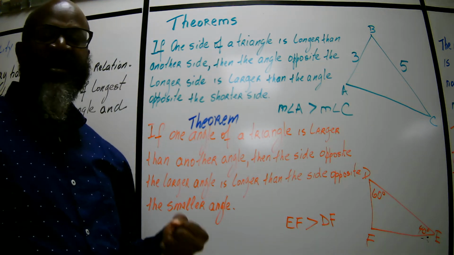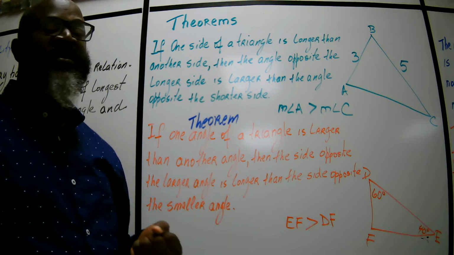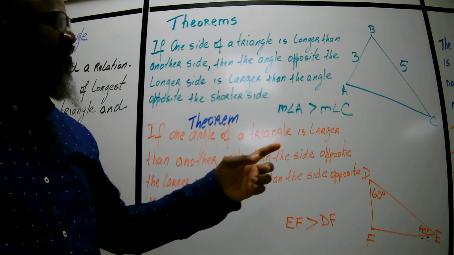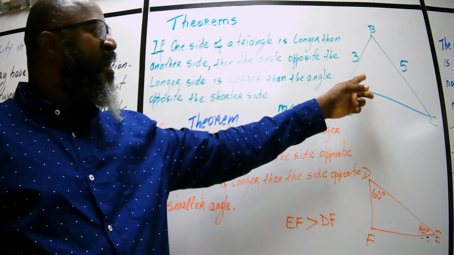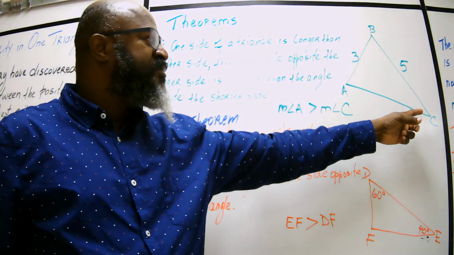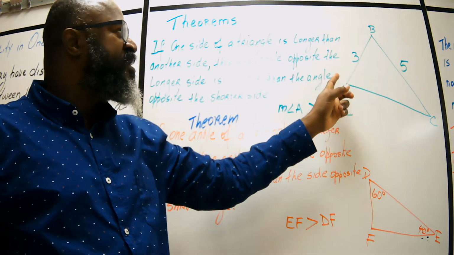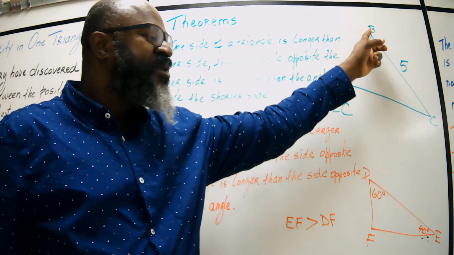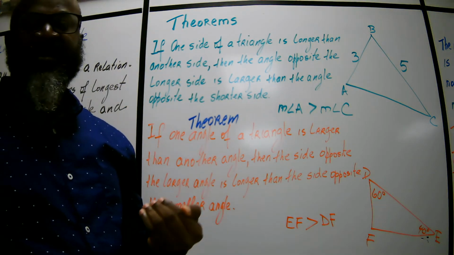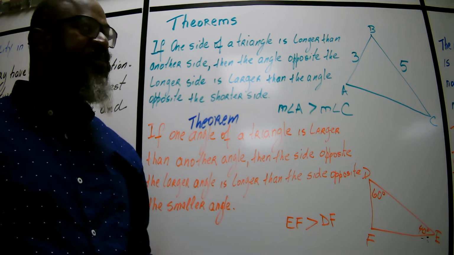So remember, the longer the side is, the greater the angle that is opposite to it will be. Since 5 is opposite to angle A, angle A will be larger than angle C. So 3 is smaller than 5. So side AB is shorter than side BC. So the longer this side is, the larger the angle that is opposite to it is going to be.